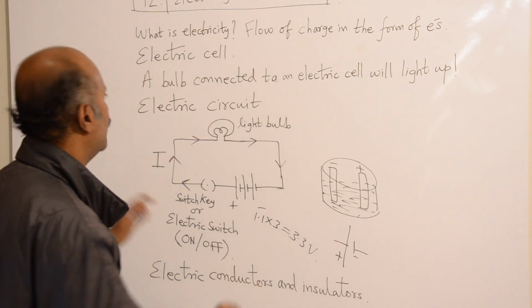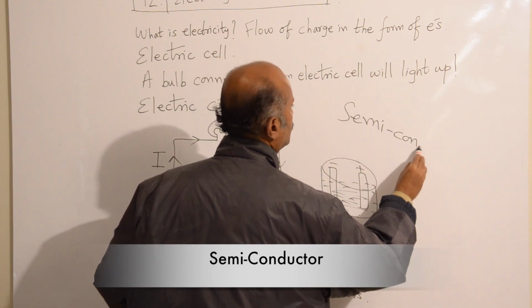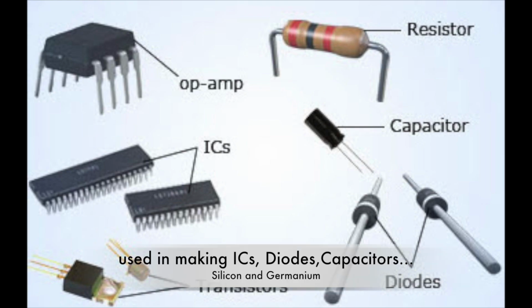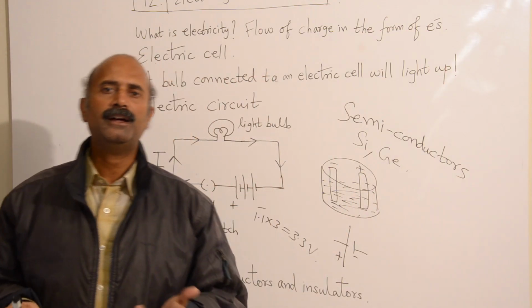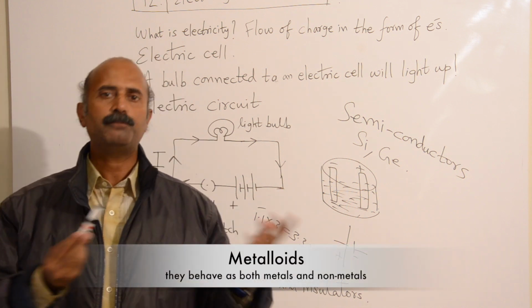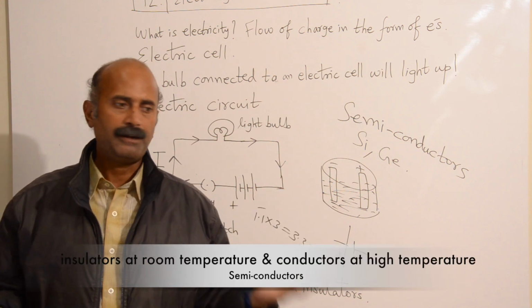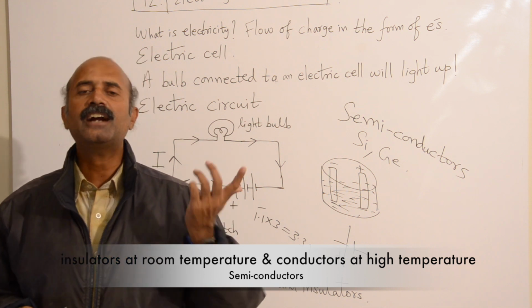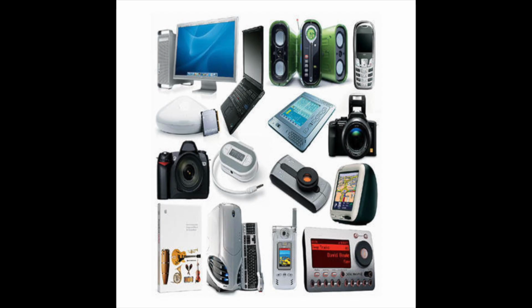There is one particular group as well. It is known as semi-conductors. For example, there are a few elements like silicon, germanium, etc. These elements are also known as metalloids. They sometimes behave like metals, they sometimes behave like non-metals. However, at room temperature, they are insulators. But the moment you give them energy, in the form of heat or light, they start conducting electricity. They become conductors.